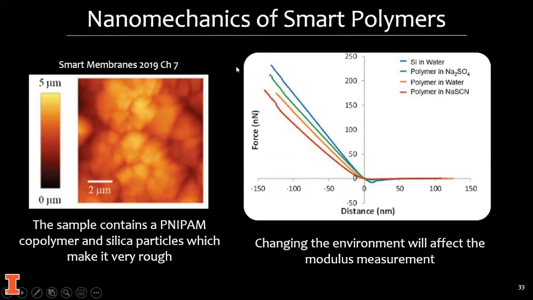The other reason is that now we have an example where I can show you how you can change the environment to actually affect your measurement. You can see some raw data here. This is a silicon wafer, so there's no indentation, and then you can see the slopes changing for the same sample, and all we did was change the environment, such as the salt solution and the type of salt. You can see that there is some effect on the modulus, but how do we actually calculate the modulus from this type of data?